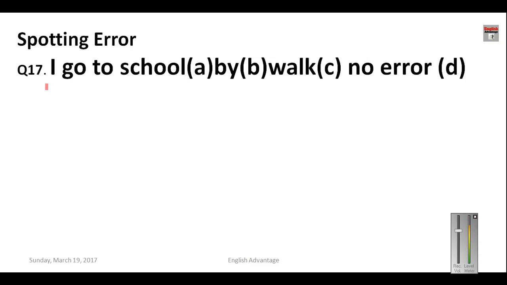Question number 17th. I go to school by walking. Okay. What is the error in this sentence? Now in these kind of sentences, after the preposition by, we always use the ing form of the verb. So in place of walk, you have to use walking. So here your answer will be C.